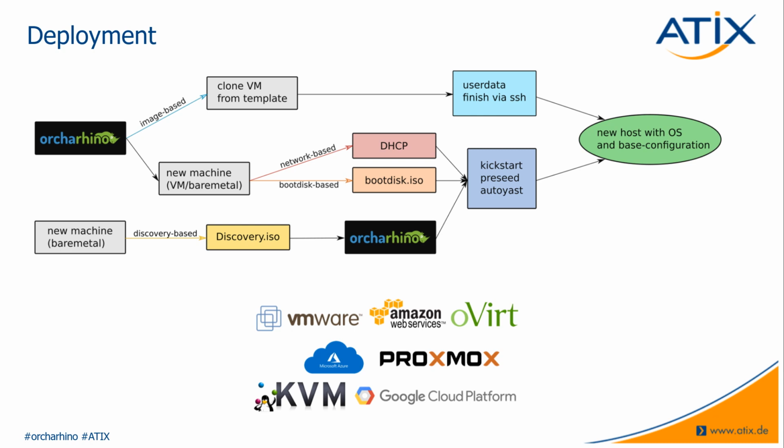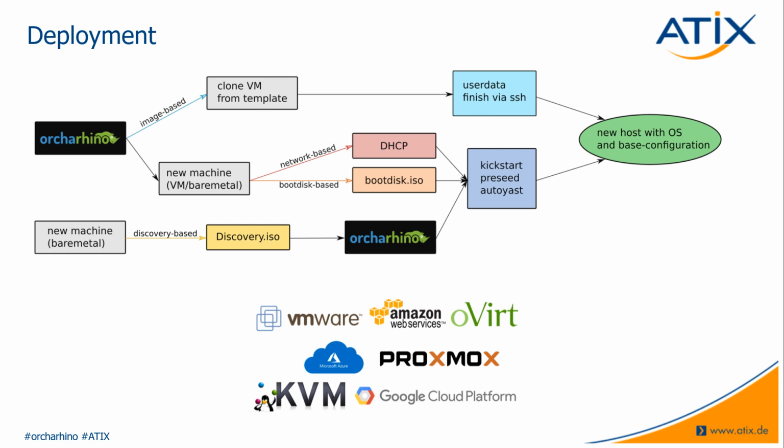The second one is configuration via finish template. So Orcharhino connects via SSH, and this way the commands are being executed and the host is being configured and gets everything run. The second way to deploy a machine would be a fresh deployment.